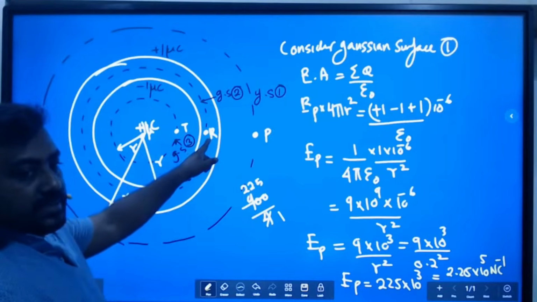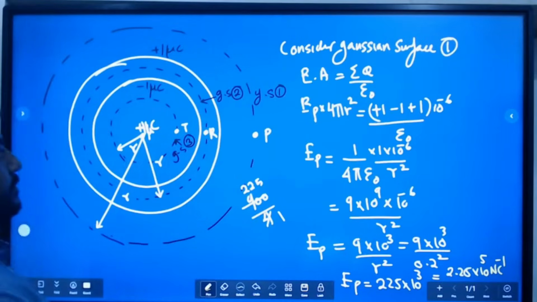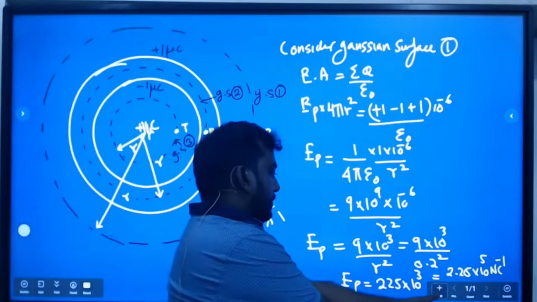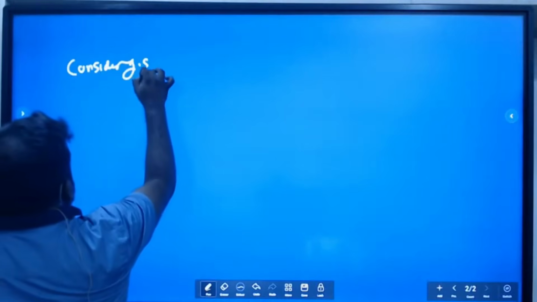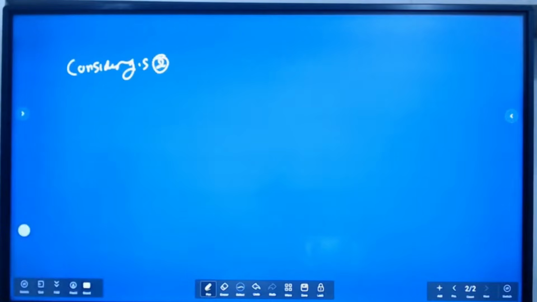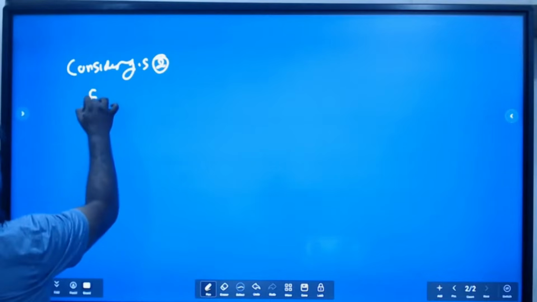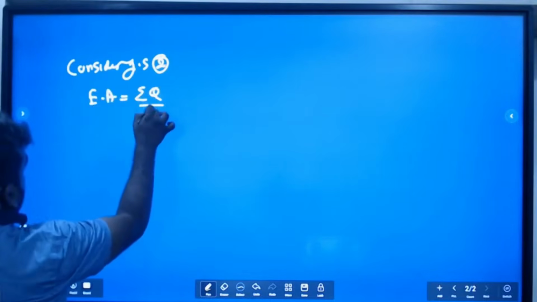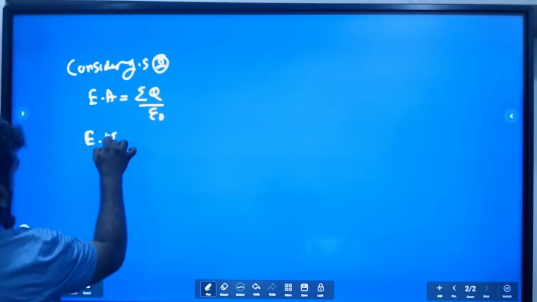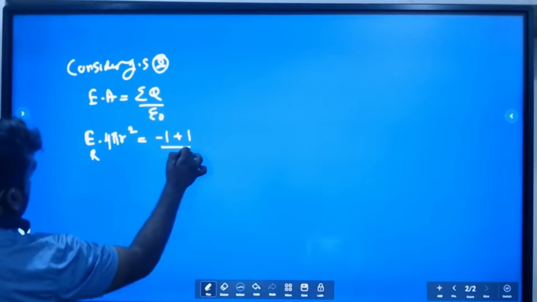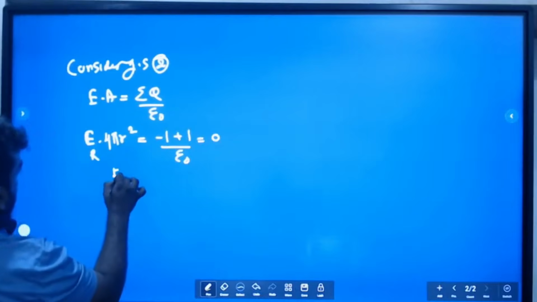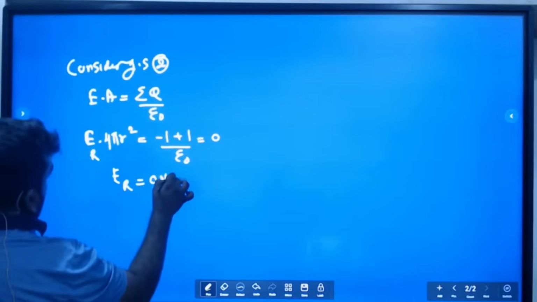Next, Gaussian surface number 2. Once more, please write. Consider Gaussian surface number 2. Here you have E times A equals sum of charges over epsilon naught, E times 4 pi r squared equals sum of charges inside, which is minus 1 plus 1. Electric field strength is 0 Newton per coulomb.